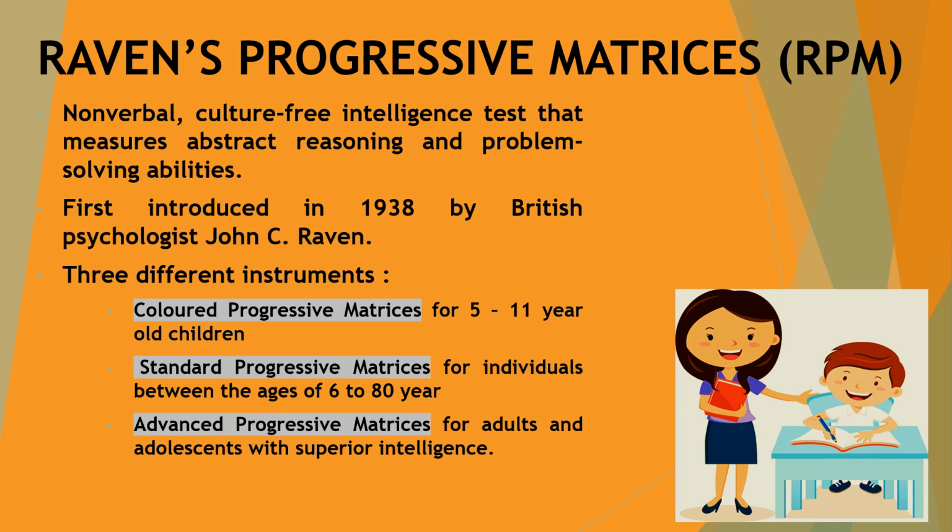Raven in actuality constructed three different instruments. First one, Colored Progressive Matrices for 5 to 11-year-old children. Then Standard Progressive Matrices for individuals between the ages of 6 to 80 years. And Advanced Progressive Matrices for adults and adolescents with superior intelligence. The three forms of the test appear to resemble each other. The strategies required for solving the problem in each form are, however, different.